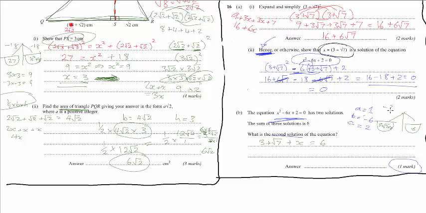What are you going to do? You're going to take away 3 for a start. So that'll give you root 7 plus x equals 3. Then minus root 7. And finally, x equals 3 minus root 7. That's your answer: 3 minus root 7.